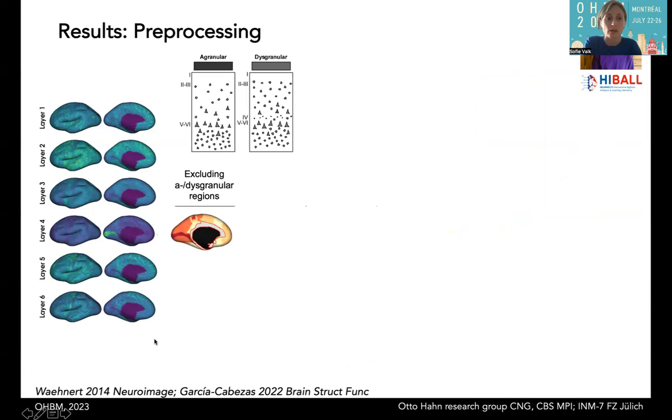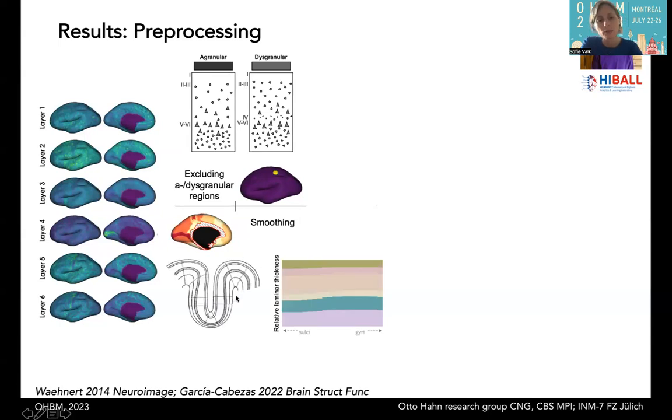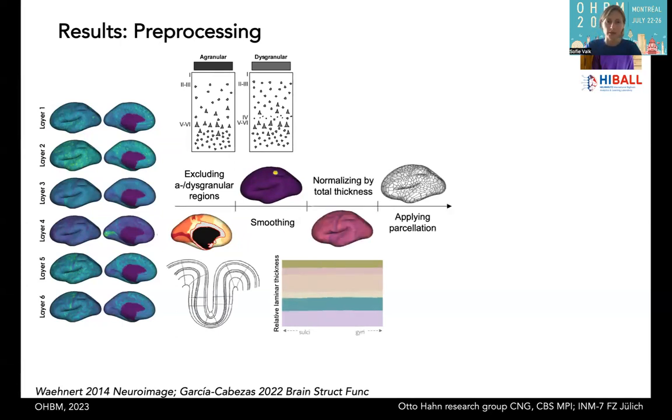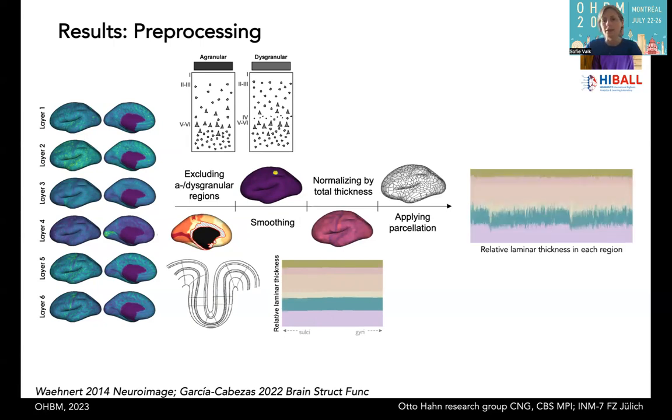Then we performed pre-processing, where we took these layer surface profiles. We excluded the agranular and the dysgranular regions because here the layer differentiation is less clear, so it wouldn't make so much sense to look at the layer covariance. We did some smoothing to account for subtle variations that were just due to mismatches. And then we had the Bok effect, namely that there are differences in thickness between the sulci and the gyri, and we wanted to correct for this. And the smoothing largely did, as you see here. Then we normalized it by total thickness and applied the parcellation. And then we generated the relative laminar thickness in each region, as you see here.